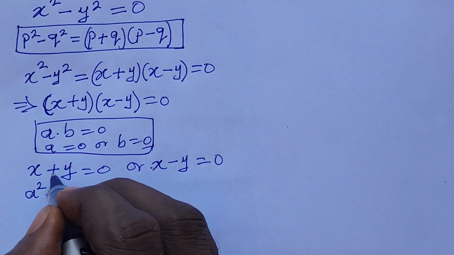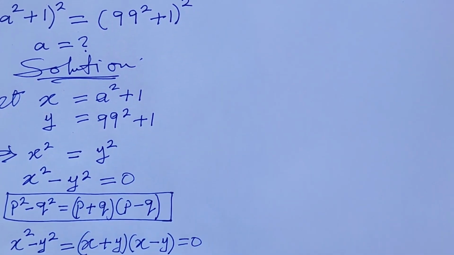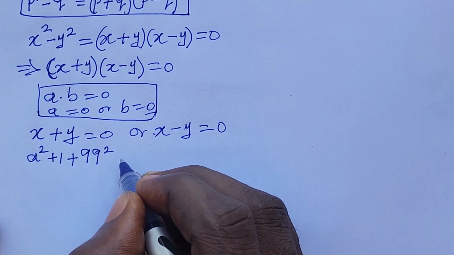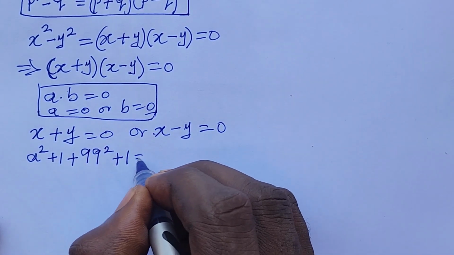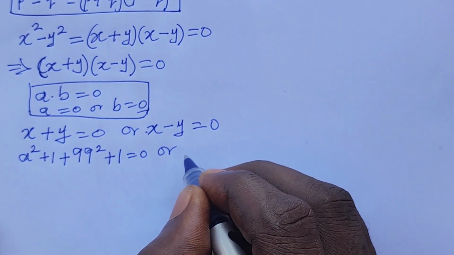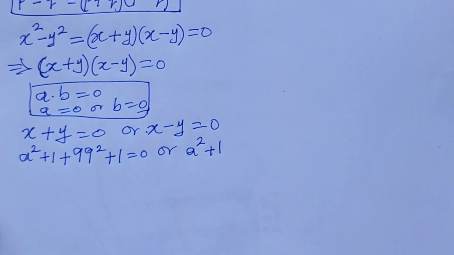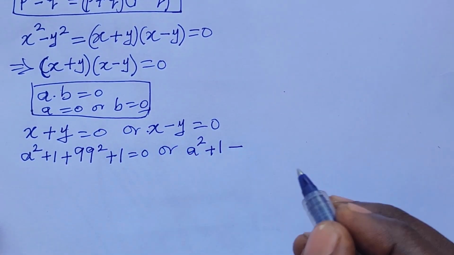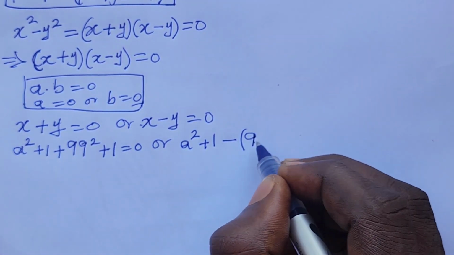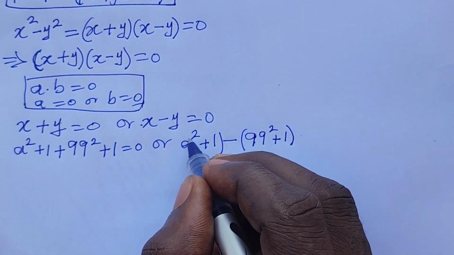Okay, so we bring out our plus sign here. So plus, what is our y? Our y is 99^2 + 1. So we have here plus 99^2, then plus 1, everything equals 0. Or the other side, which is this part, we have our x again, which is a^2 + 1, then minus, and we put this in brackets because of the minus sign: minus (99^2 + 1). Let's also put this in brackets.